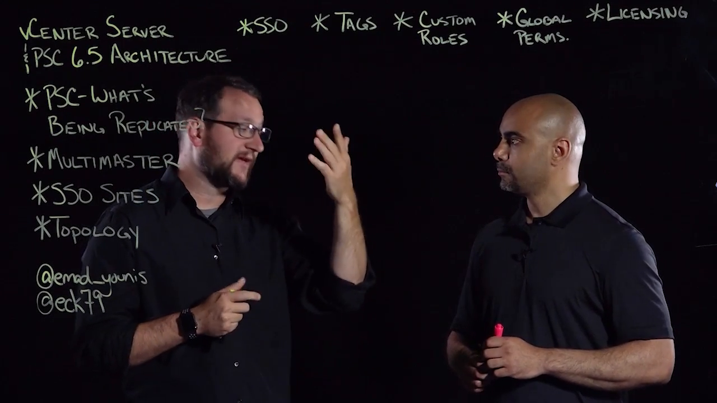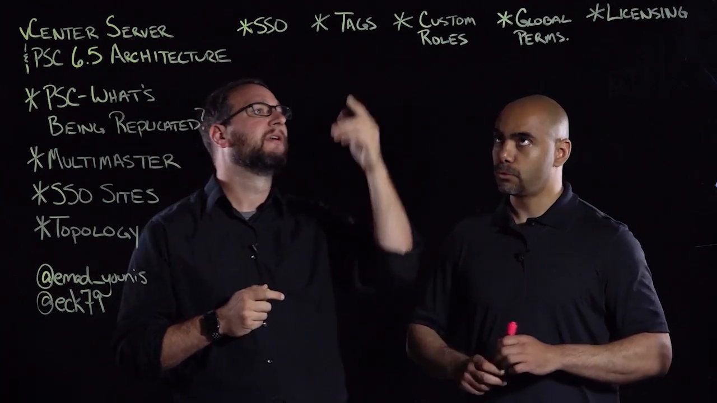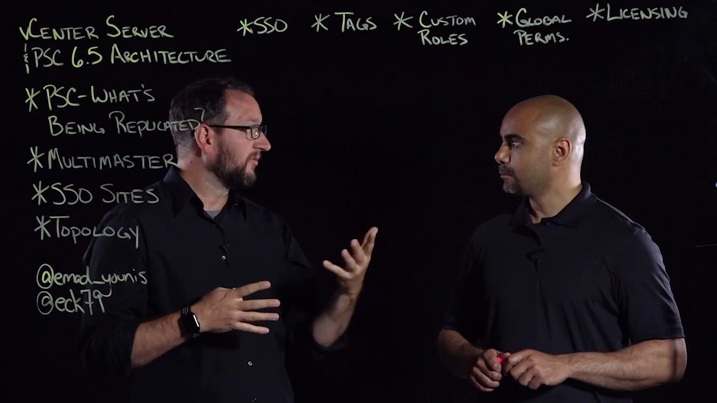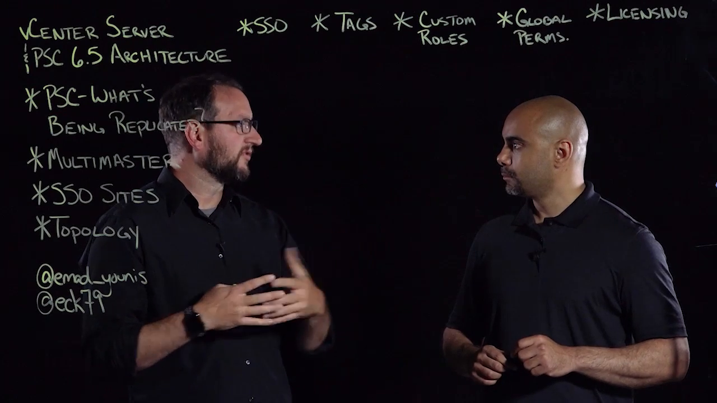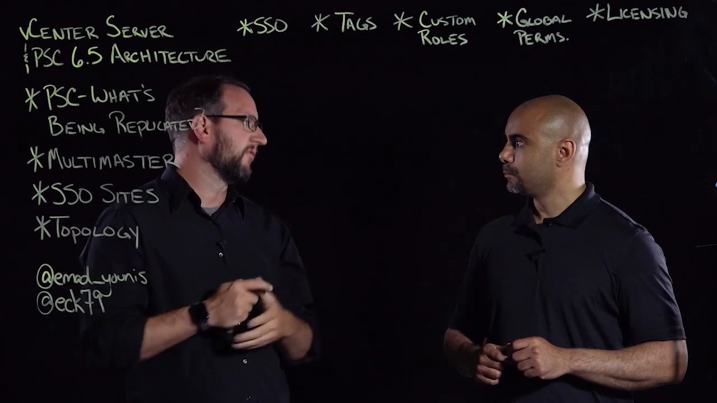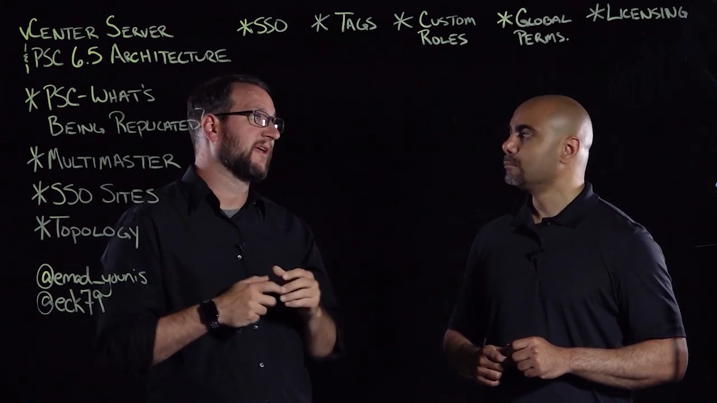Gotcha. Similar principle for tags and tag categories. We create a tag in one place, and you can consume it in other places. We'll talk more about that in a minute. Custom roles. A good example of this is a backup application. Usually they require some sort of permissions, and we can create a custom role just for that backup service account. We do that once and it replicates out.